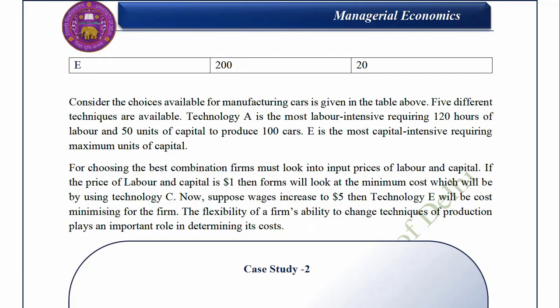For choosing the best combination, firms must look into input prices of labor and capital. If the price of labor and capital is $1, then firms will look at the minimum cost, which will be using technology C. Now suppose wages increase to $5, then technology E will be cost minimizing for the firm. The flexibility of a firm's ability to change techniques of production plays an important role in determining its cost.